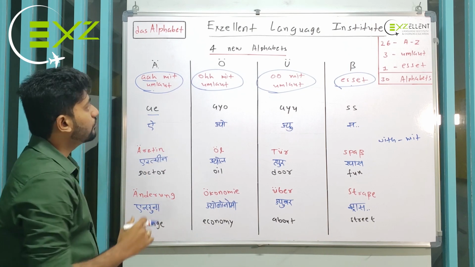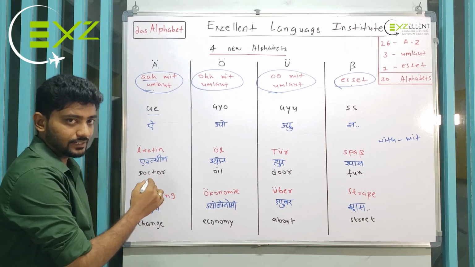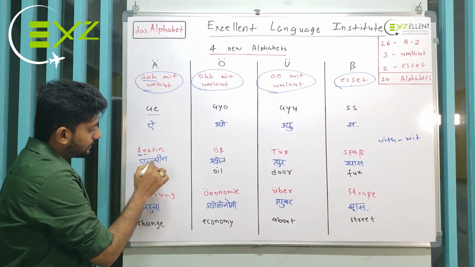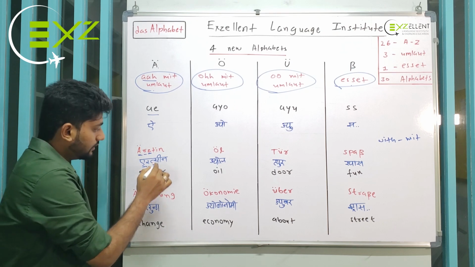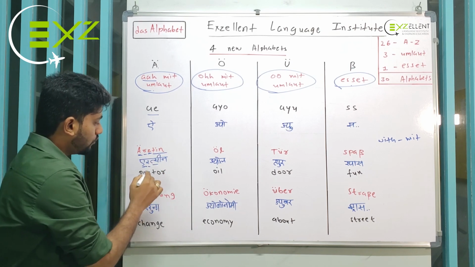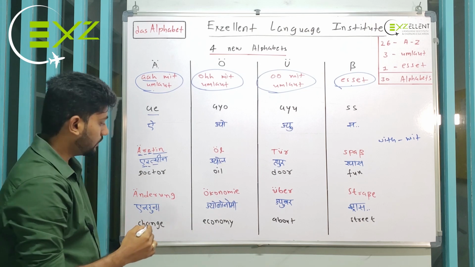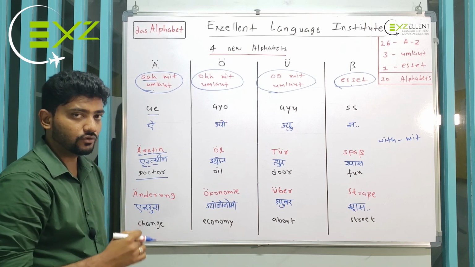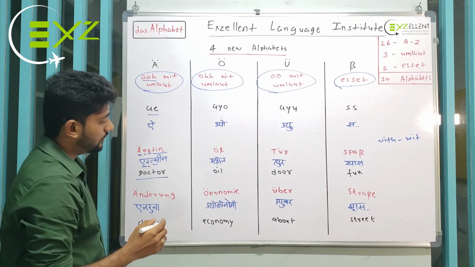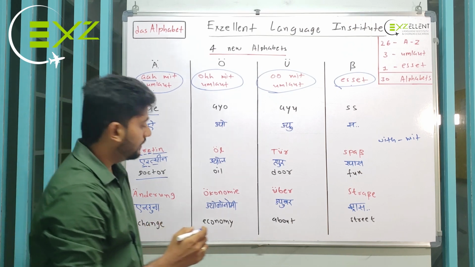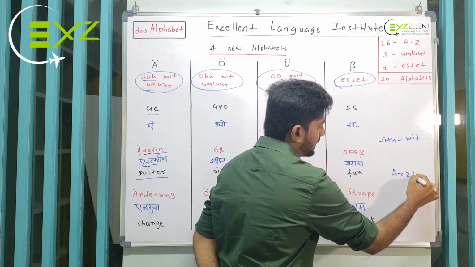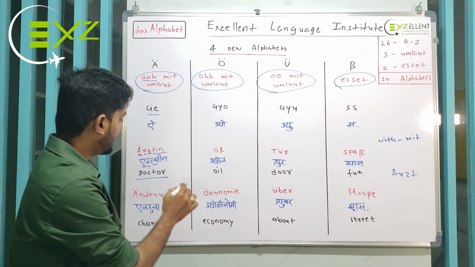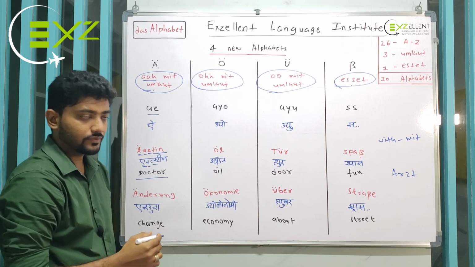Let's have one example for A mit umlaut. Ärztin. See, A mit umlaut is A, R, Z is S, then TIN will be tin. So overall it will be Ärztin. Ärztin means doctor, and here we are talking about a female doctor. If we talk about a male doctor, it will be Arzt. So Arzt is male doctor, Ärztin is female doctor.